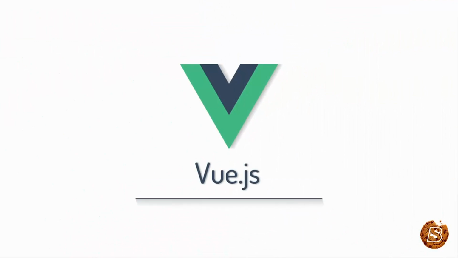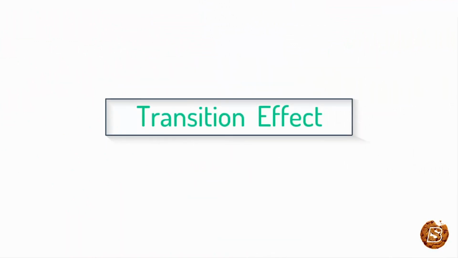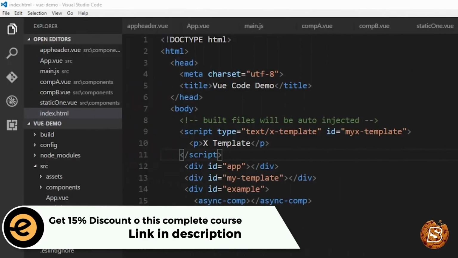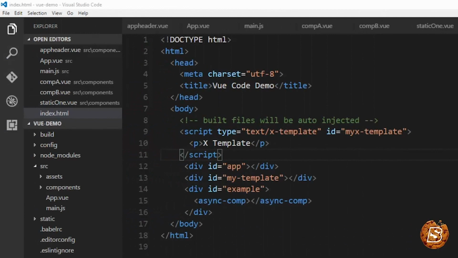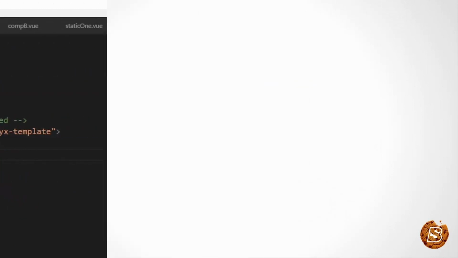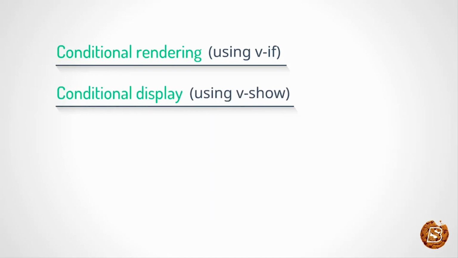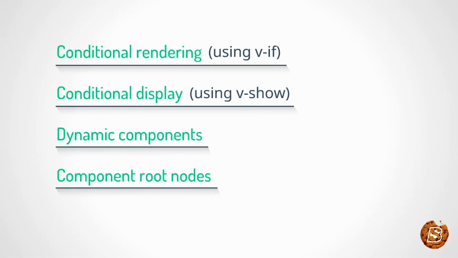With Vue.js, we get a variety of ways to apply transition effects when items are inserted, updated, or removed from the document object model. Here we will be taking a look at transitioning single elements or components. Vue provides a transition wrapper component which allows us to add entering or leaving transition for any element or component in the following context. That's conditional rendering using the v-if directive or conditional display using the v-show directive, dynamic components, or component root nodes. So let's get started with a simple example to understand the transition wrapper component.